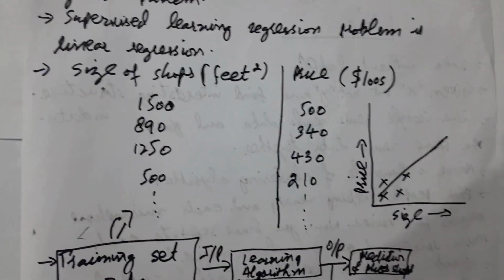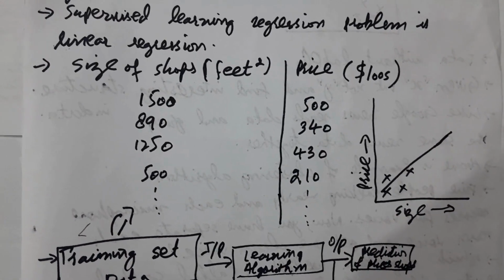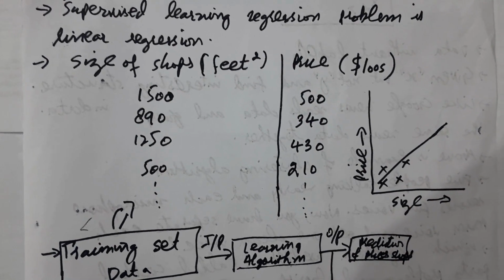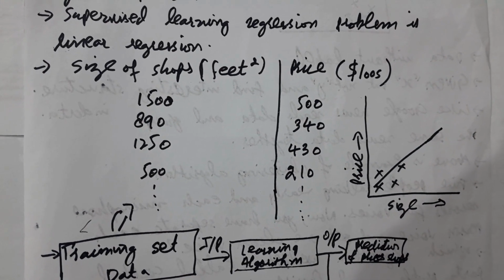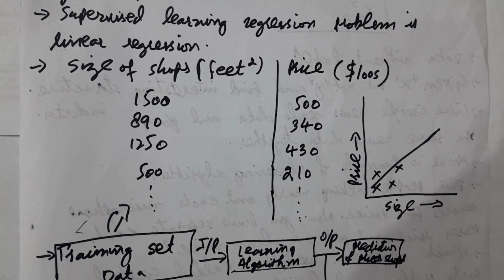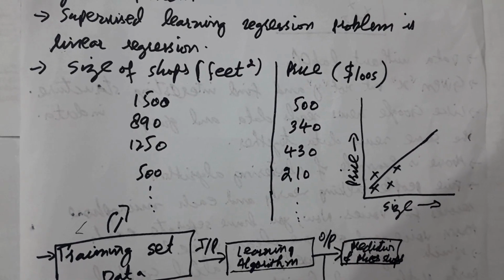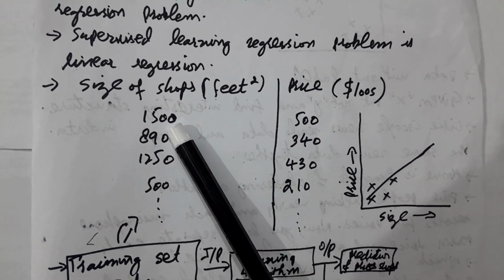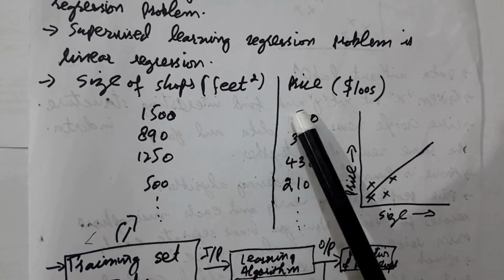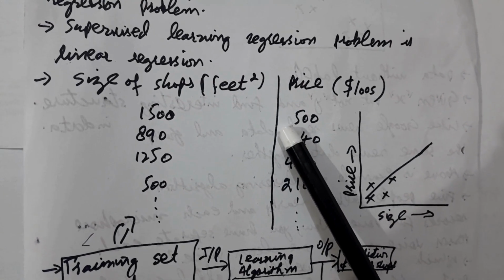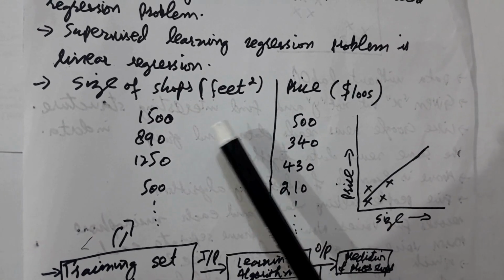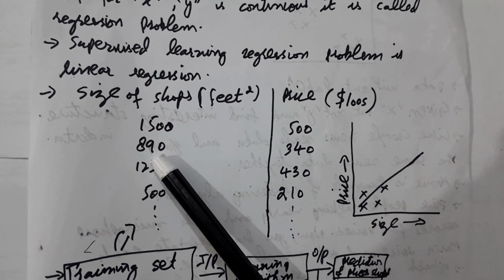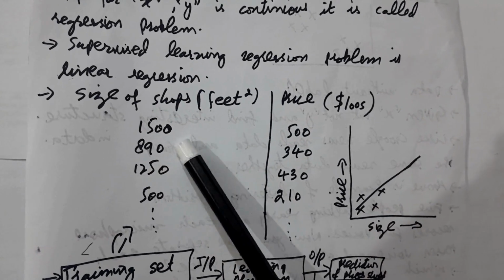So there is an example. Size of shop in feet square is given. There is a plaza in your city. It has shops of different sizes. Now the price or cost you're going to provide in dollars. So if the area or size of the shop is 1500 feet square, then the price is, for example, 500 thousands of dollars. It is costly in some cities, like the capital, for example.